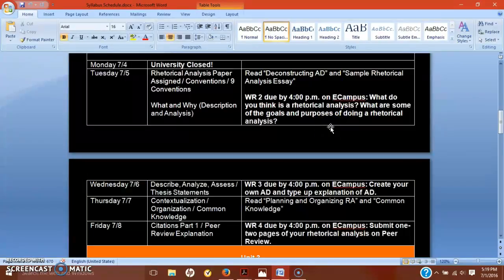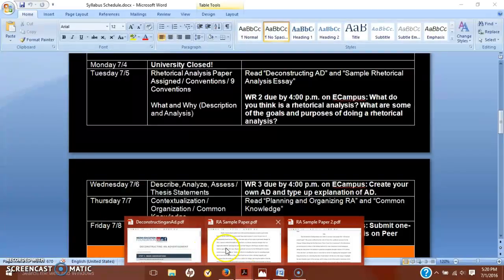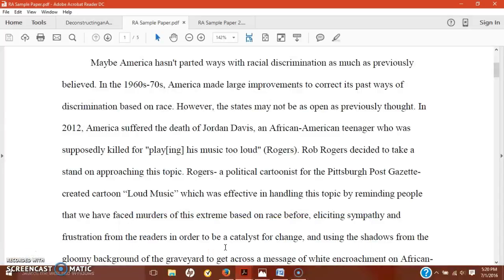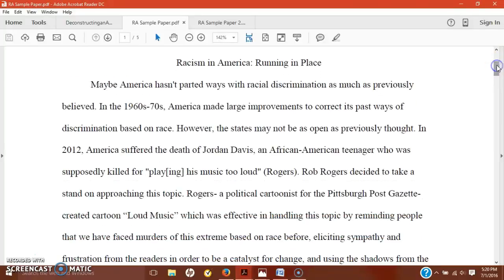Okay, so for the rest of this video, we're going to take a look at the sample paper that I had you read and the deconstructing ad 2-page response that I had you read. For the deconstructing ad, we'll actually look at the sample paper first. This is the first one. There are two online. I'm assuming you read one of them, Racism in America Running in Place.